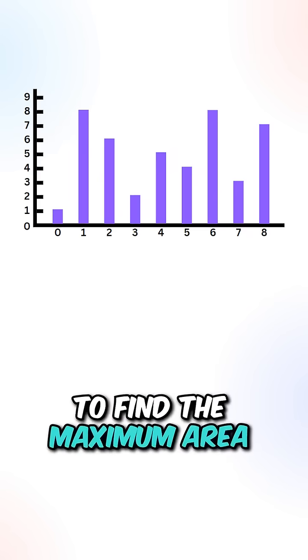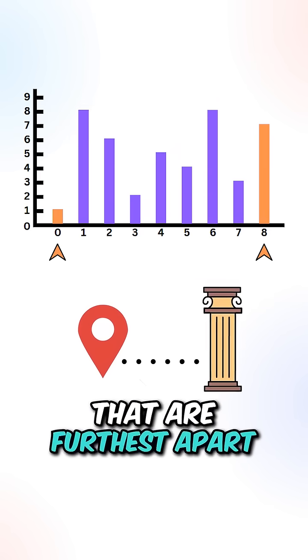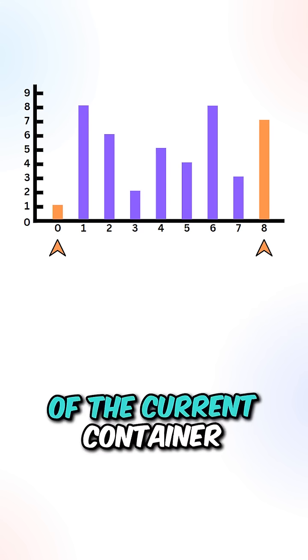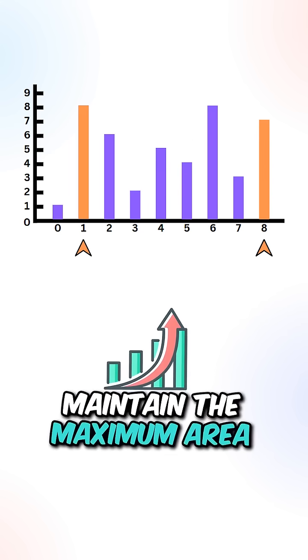To find the maximum area, we can implement a two-pointer approach to start from the pillars that are furthest apart. After finding the area of the current container, we can move the pointer with the smaller height. This will allow us to maintain the maximum area.